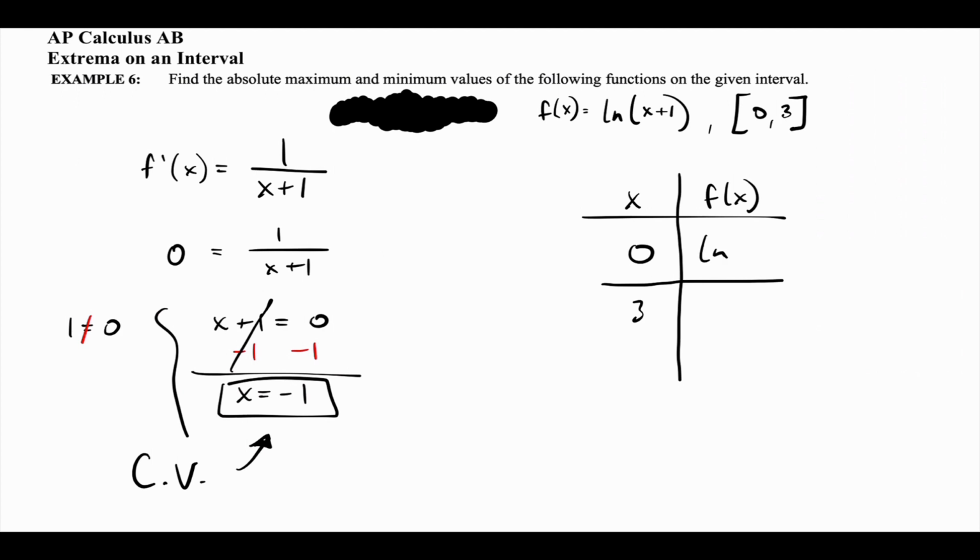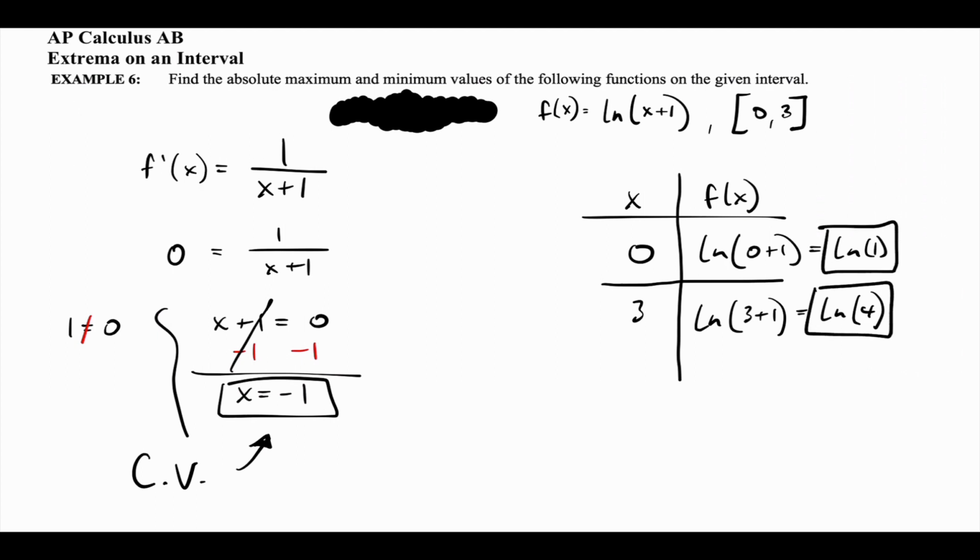So I plug in natural log of 0 plus 1, natural log of 3 plus 1. So this gives me natural log of 1. This gives me natural log of 4. One of them is going to be the bigger number. One of them is going to be the smaller number. Which one do you think is a bigger value? Yeah, natural log of 4.